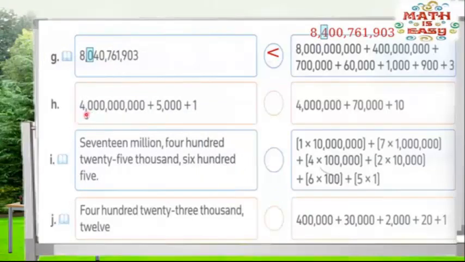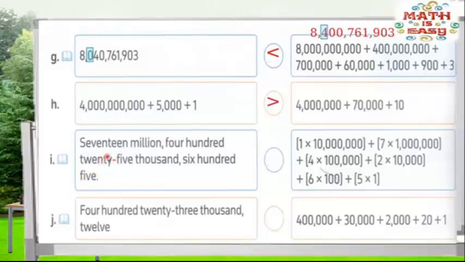Next one, we have 4 milliard plus 5,000 plus 1. And here we have 4 million. 4 milliard, without writing the number in standard form, you see 4 milliard is more than 4 million. So first number bigger than or greater than second number.